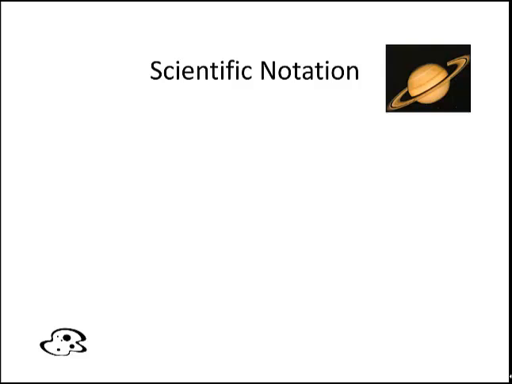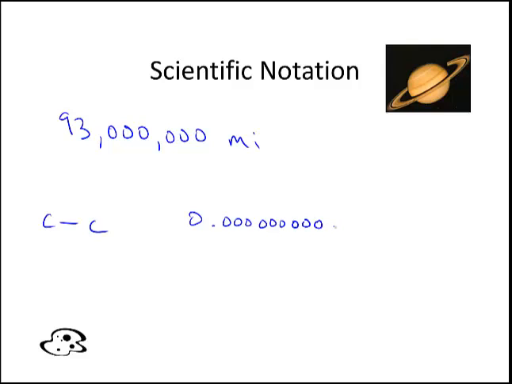One of the challenges of working in the sciences is that we are often called upon to deal with very big or very small numbers. For example, the distance from the Earth to the Sun is approximately 93 million miles. On the other hand, the distance between two carbon atoms in a typical molecule is about 0.00000000015 meters.